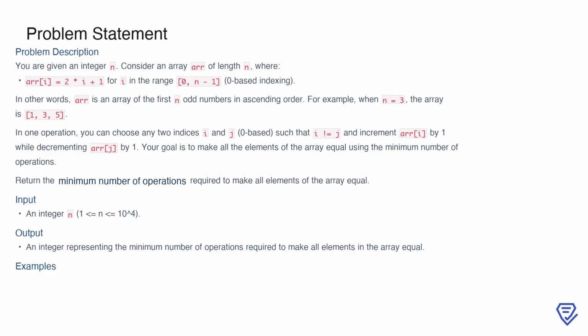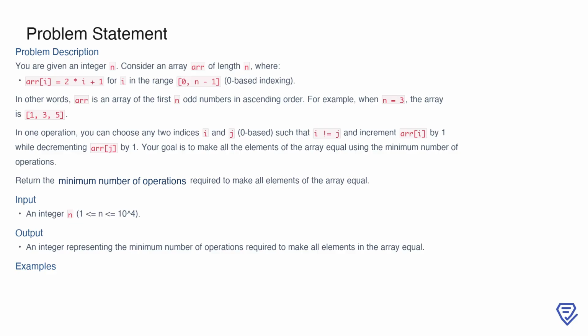Now, the task is to make all elements of this array equal using the minimum number of operations. An operation involves selecting two distinct indices i and j in the array, incrementing the value at index i by 1, and simultaneously decrementing the value at index j by 1. The result of these operations must be an array where all elements are the same, and the goal is to determine the minimum number of such operations required.